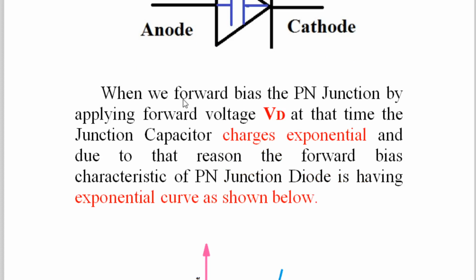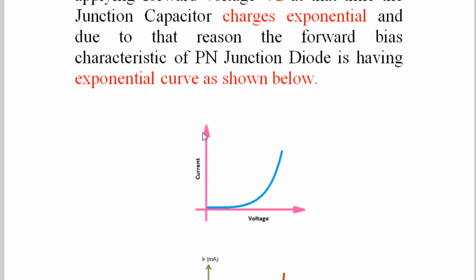Now see here, when we forward bias the PN junction by applying a forward voltage VD, the junction capacitor charges exponentially, and for that reason the forward bias characteristic of the PN junction diode has an exponential curve in its IV characteristics. IV means current and voltage. On the y-axis there is current, on the x-axis there is the voltage you apply to the PN junction diode, and the current flows through the diode because you applied the voltage.